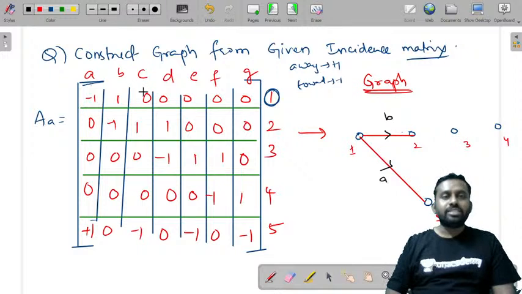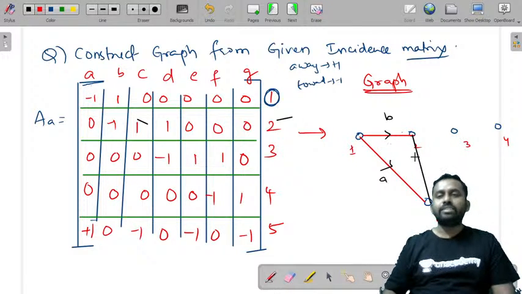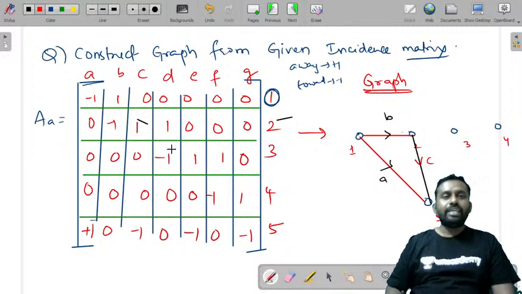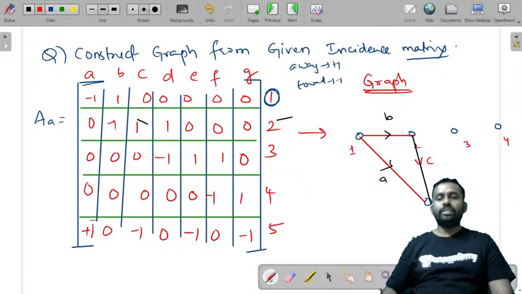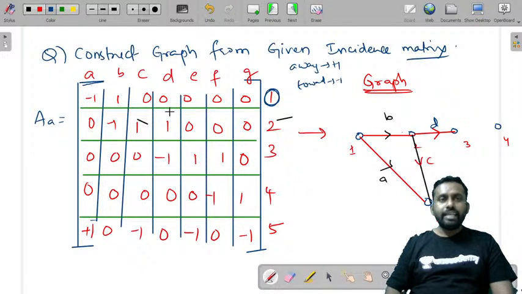Now let us see branch C. It is between the second node: 1 is at the second, and -1 is at the second. So let us write this as branch C. Now D is between 2 and 3. So this is D.